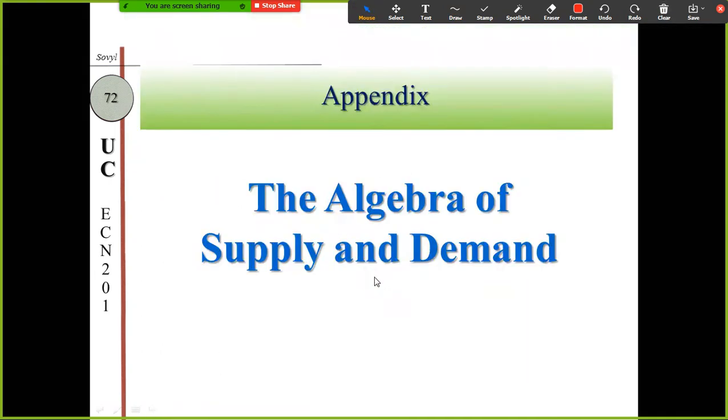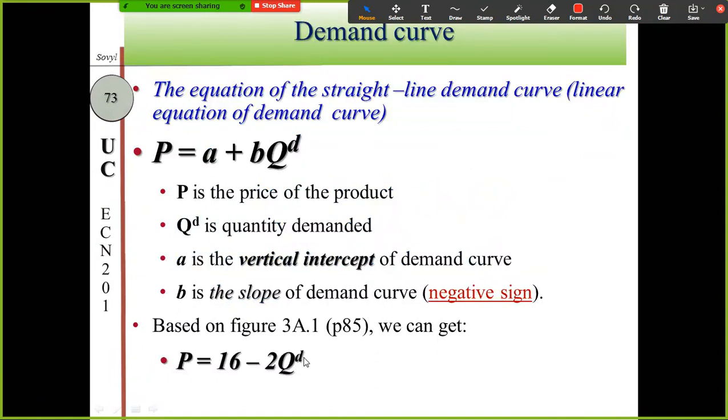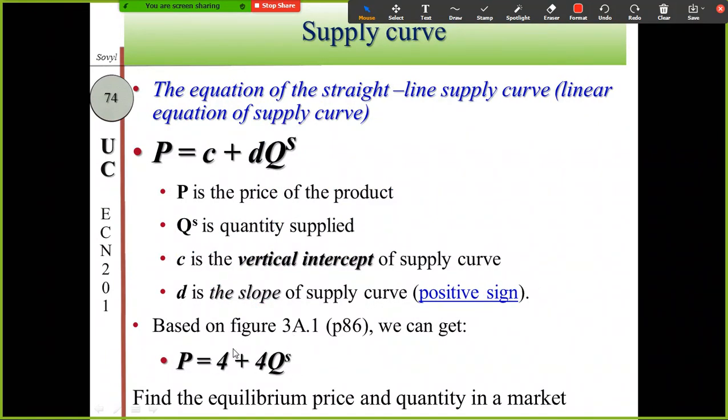Previous slide, you got the demand curve. This slide, you got the supply curve. Question: find the equilibrium price and equilibrium quantity in this market. You know how to find equilibrium? How to get equilibrium price? How to get equilibrium quantity?